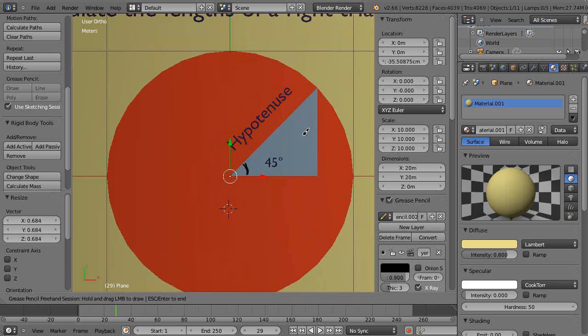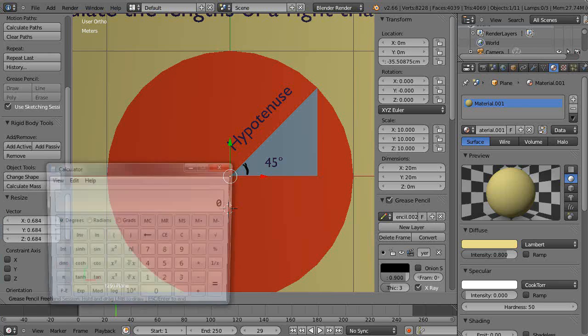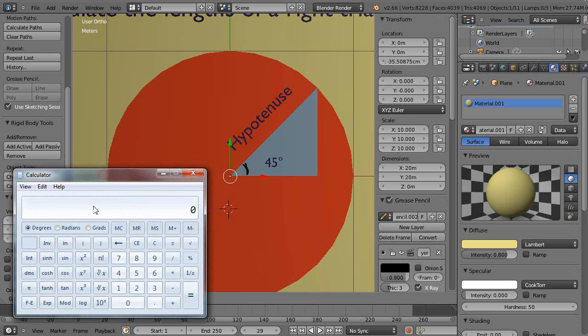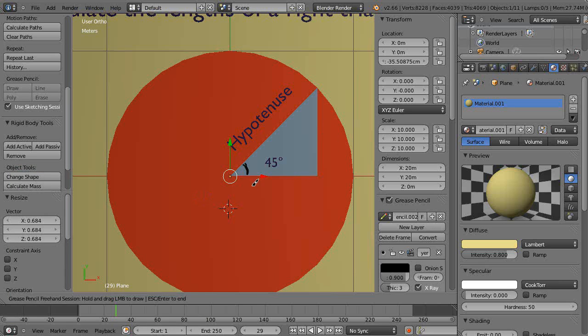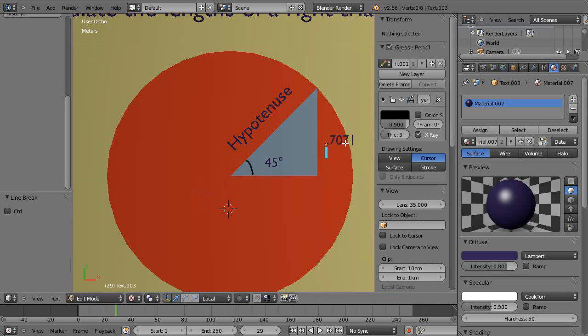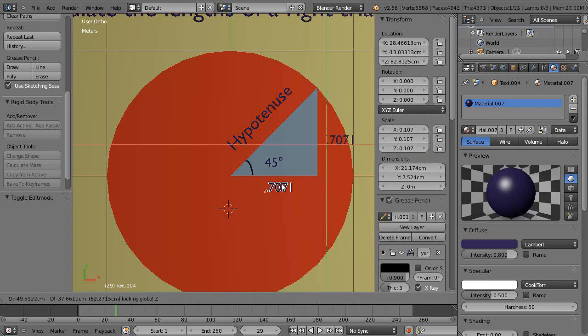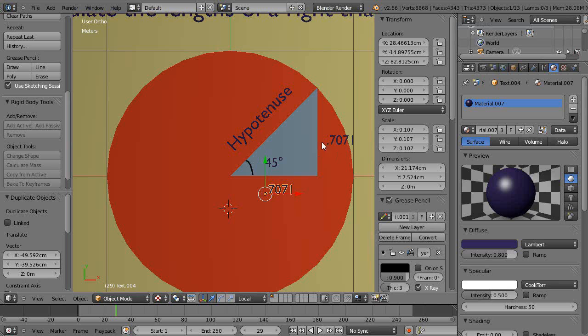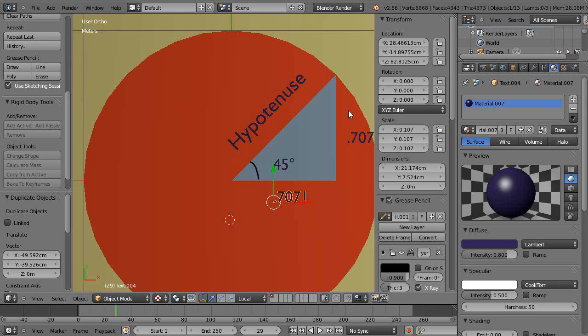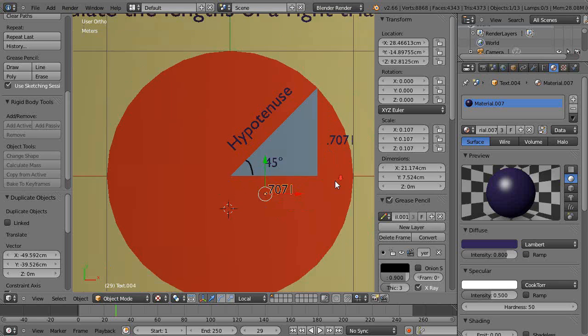If I just get the regular calculator, we don't really need it, and I'll show you that at a later time. But if I use 45 degrees and take the sine, there it is, 0.7071 for this length along here. This length down here is the same. So that's the sine, and this is the cosine.